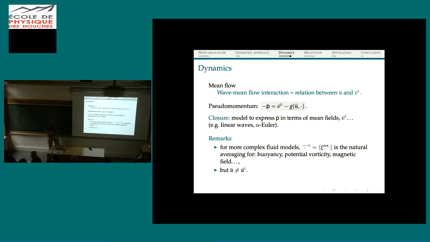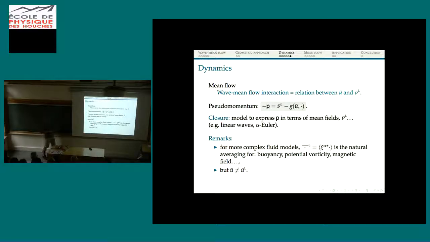There is a kind of school of people who amuse themselves devising simple models for this P and coming up with things like the alpha Euler equation, for those who know this. Other people work harder, and they try to describe the dynamics of the perturbation to know what this P looks like, for instance, for linear waves.